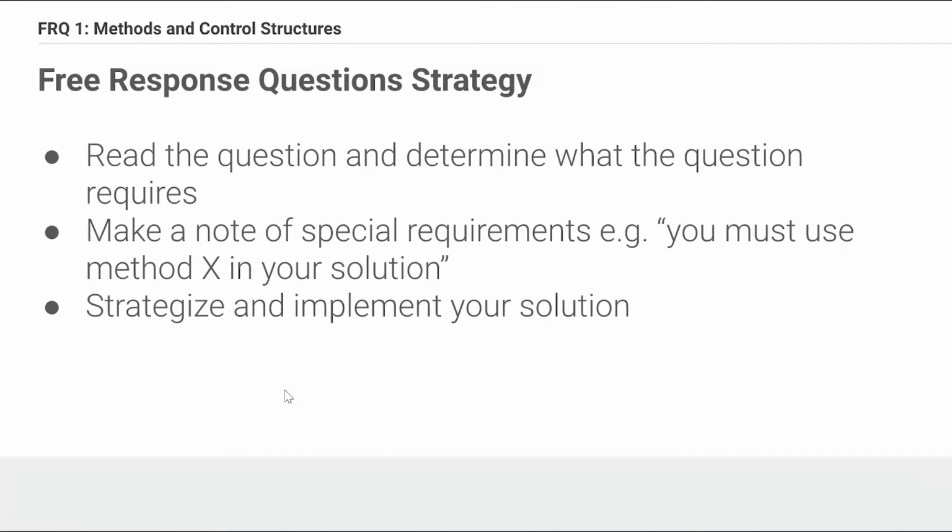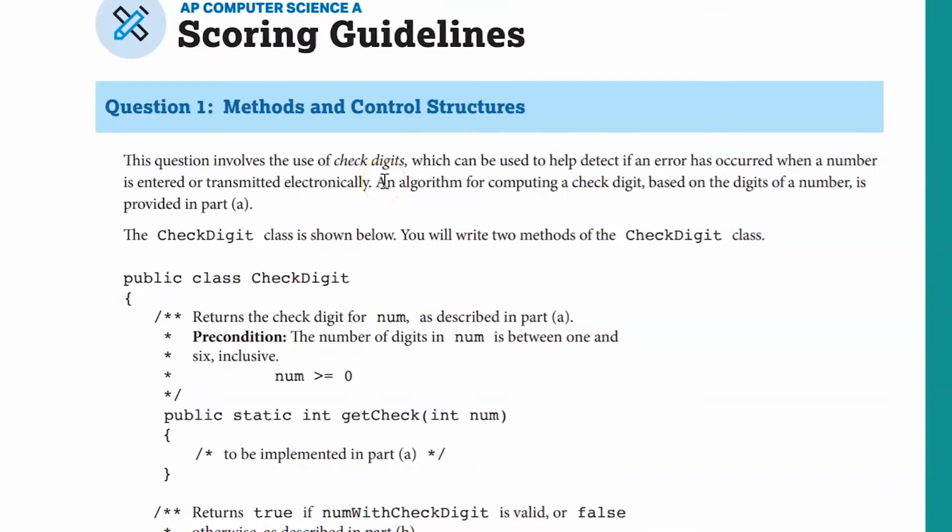We're going to look at the first type of free response question on the exam, which is going to be a free response question on methods and control structures. This is the first free response question that's given to you in the official AP Computer Science A course and exam description. This is question 1 on methods and control structures. So let's read through this question together and we'll go through the process of solving this particular problem.